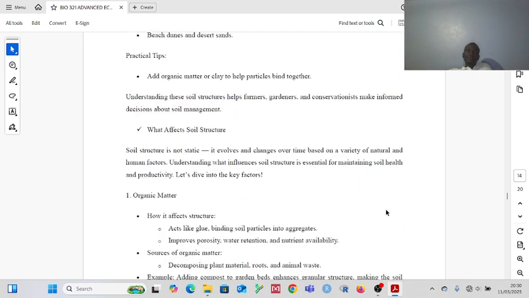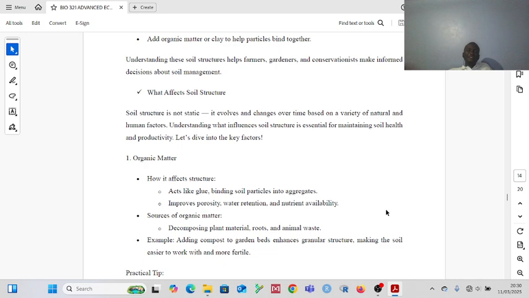So what affects soil structure? What determines soil structure? Soil structure is not static, which means a particular soil might have this structure now, but after some time it can change. It evolves and changes over time, and what determines that change is a variety of natural and human factors.